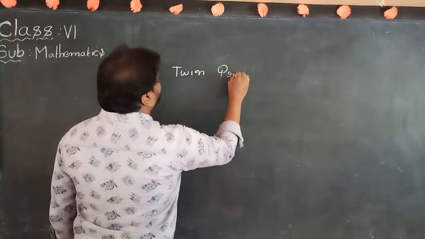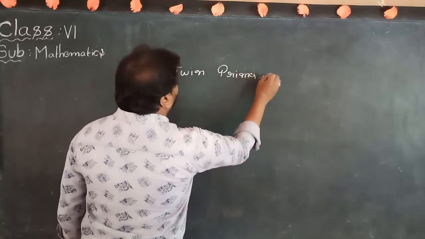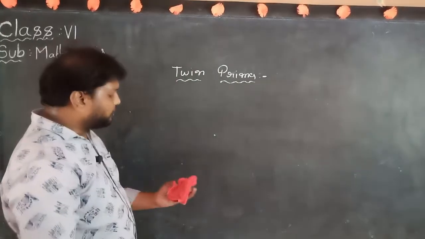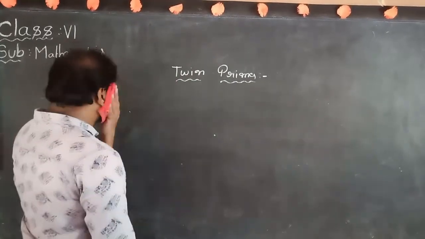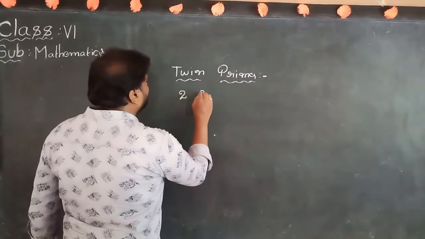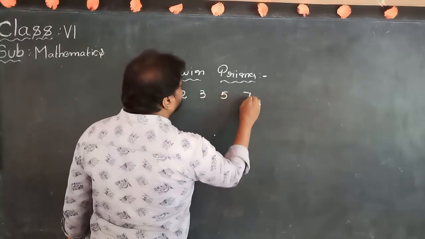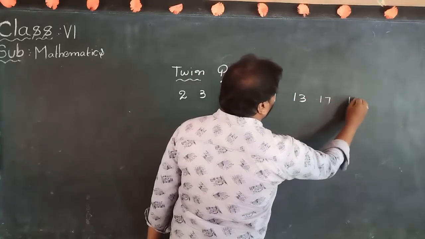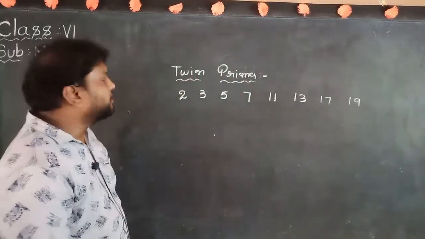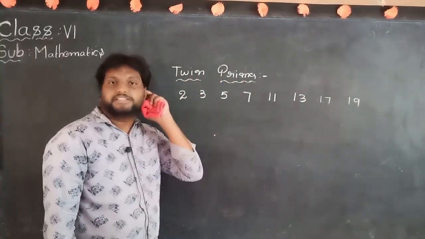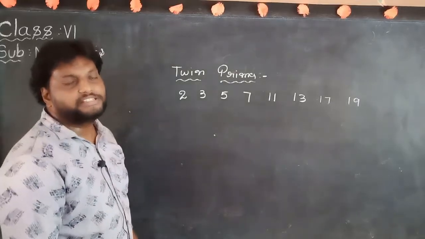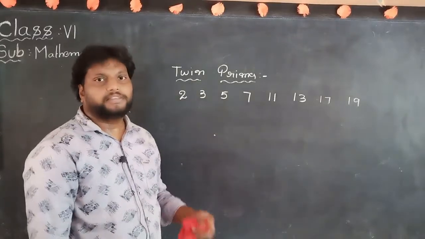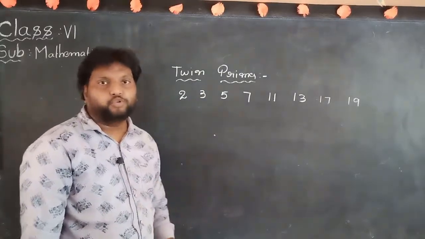Twin primes. Again, write the prime numbers up to 20: 2, 3, 5, 7, 11, 13, 17, 19. Twin primes are pairs of prime numbers whose difference is 2. If the difference of two prime numbers is 2, then the two prime numbers are called twin primes.